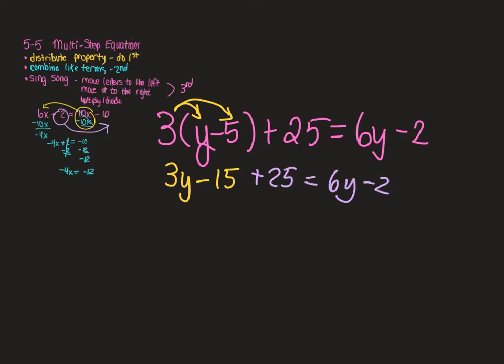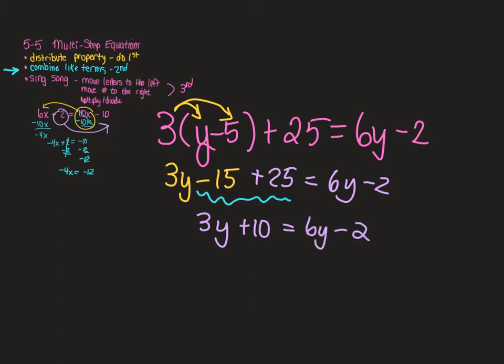My blue step said to combine like terms. So these two are both like terms and they're on the same side. So it's called combining like terms. It's not singing a song, because singing a song is when you're doing it to both sides. Combining like terms, I'm just doing it to one side. So a negative 15 and a positive 25 gives me a positive 10. Rewrite everybody else. 3y plus 10 is equal to 6y minus 2.